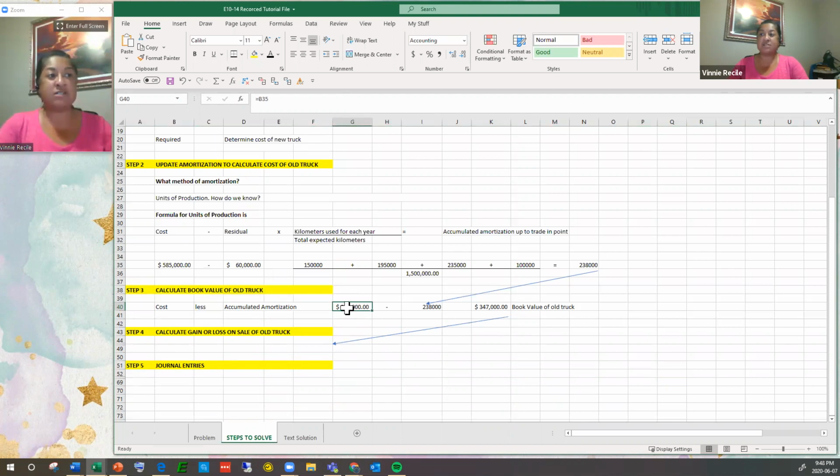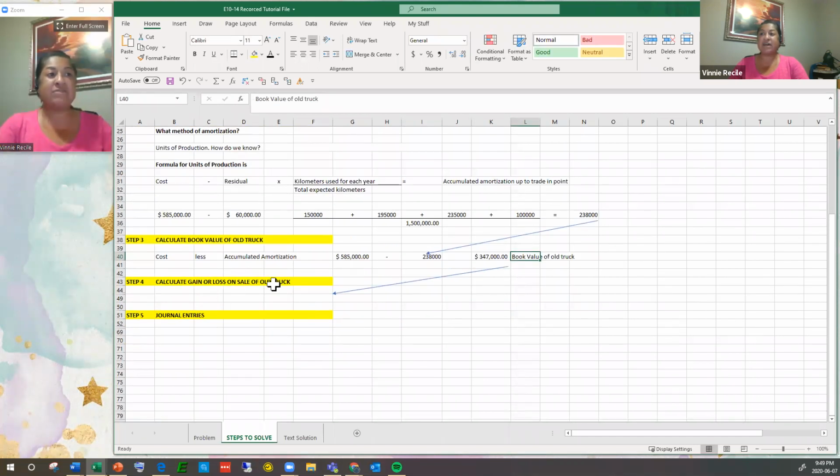Very simple. Cost is given to you at $585,000 minus the $238,000 that you just finished calculating. The total, one minus the other, is $347,000. This is the book value of the old truck.